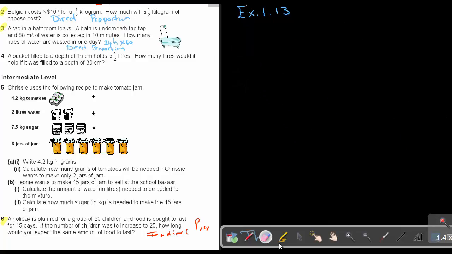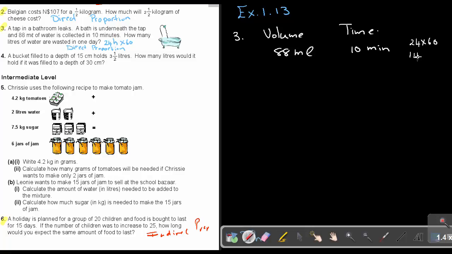Okay, we are going to look at number 3. A tap in a bathroom leaks. The millimeter, so it's the volume. If I look at this one, it's the volume, and it's going to be the time. So if it's 88 milliliter, it's 10 minutes. But remember, I must make that 24 hours times 60, and that will give me 1440 minutes. Okay, so 1440 minutes.